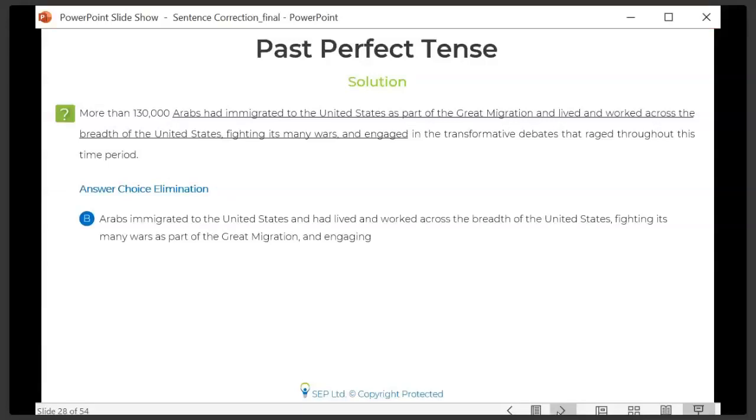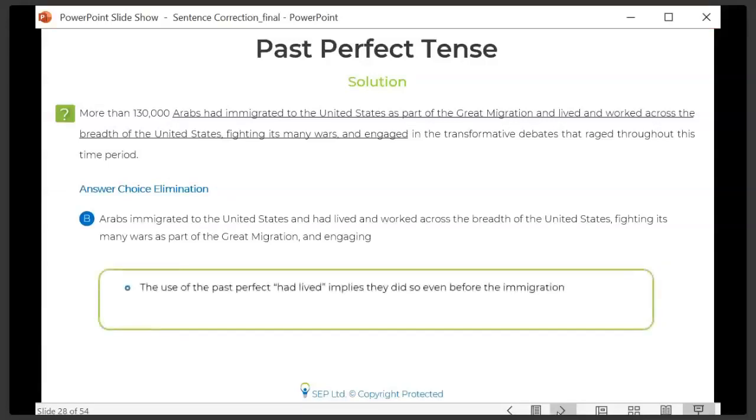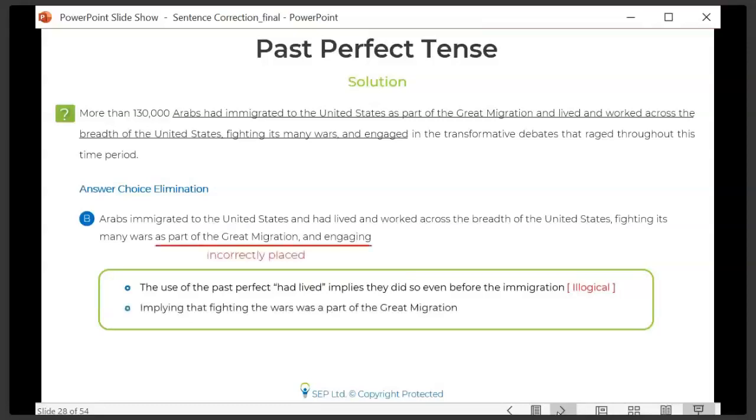Now, if you look at the use of the past perfect tense, "had lived" implies they lived even before they immigrated, and this is therefore illogical. They could not have lived in the US before the immigration. Okay, this is one error. The other is the prepositional phrase "as part of the Great Migration." Okay, this placement is incorrect.